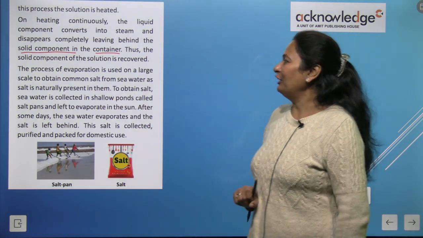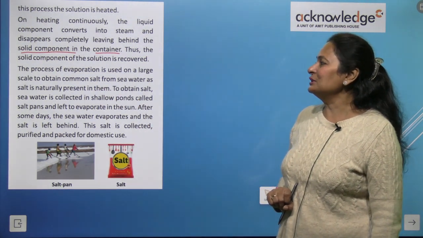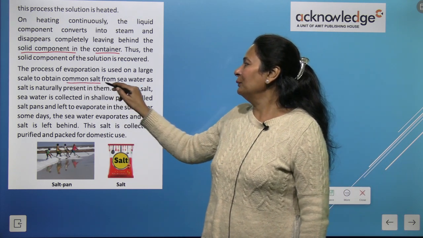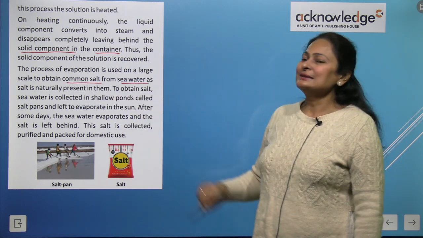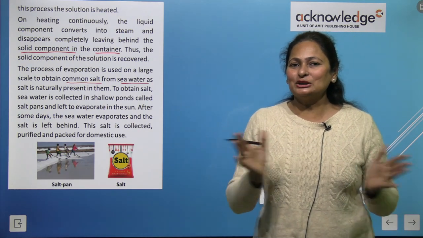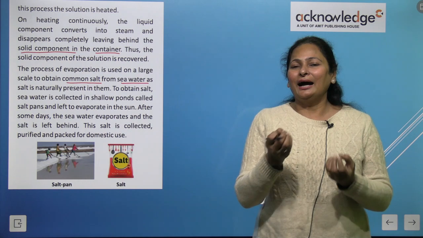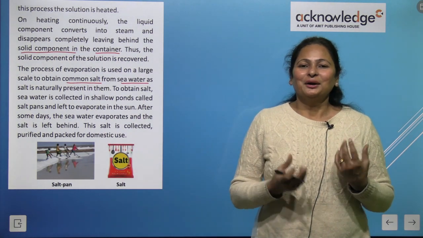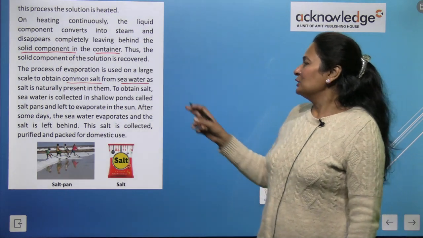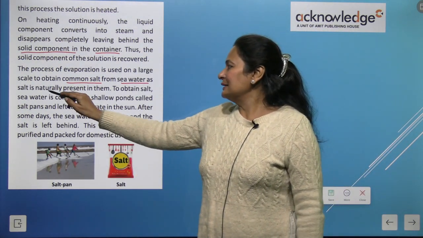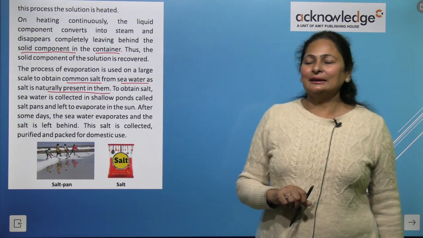Let's take the example. The process of evaporation is used on a large scale to obtain common salt from seawater. Yes, we use seawater to separate salt out of it, and we put the salt where? In the cooking, when we are cooking. So how do we obtain this? Seawater, as salt is naturally present in it.